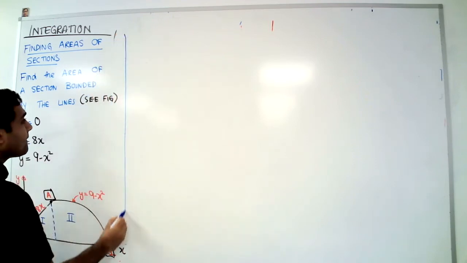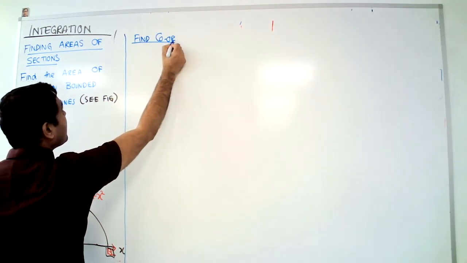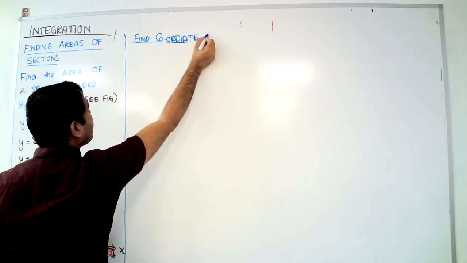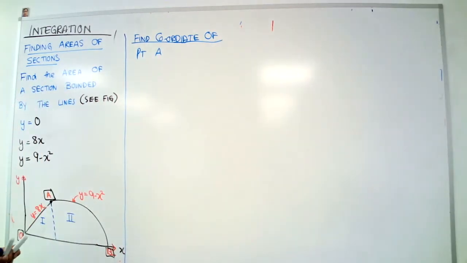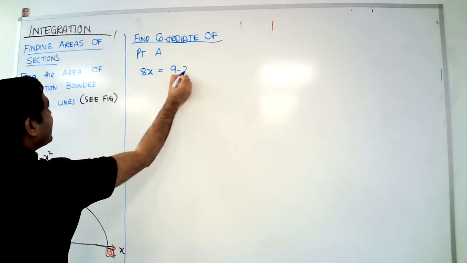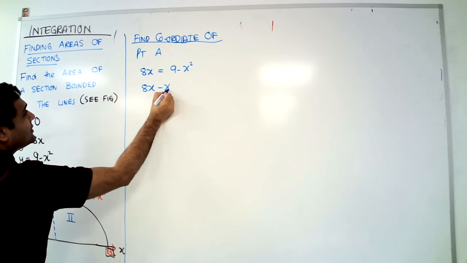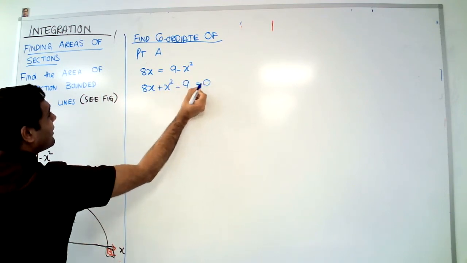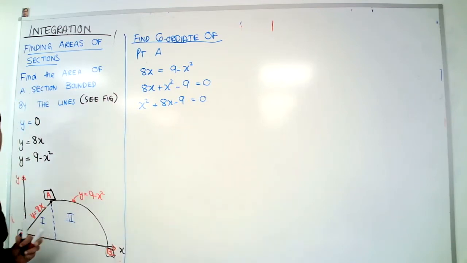First, we need to find the coordinates of point A. At point A, both lines are intersecting, so their y's are equal, which means 8x equals 9 minus x squared. I can move everything to this side, so that becomes x squared plus 8x minus 9 equals 0. In quadratic form, it is x squared plus 8x minus 9 equals 0. Now I got that bit. This is a quadratic, so I can straight away factorize.